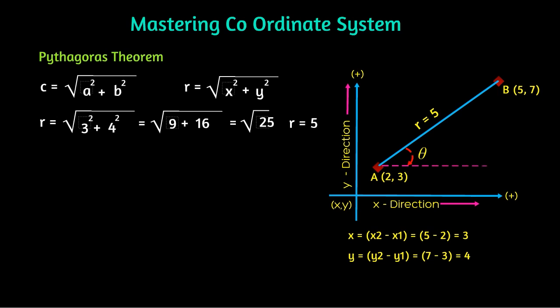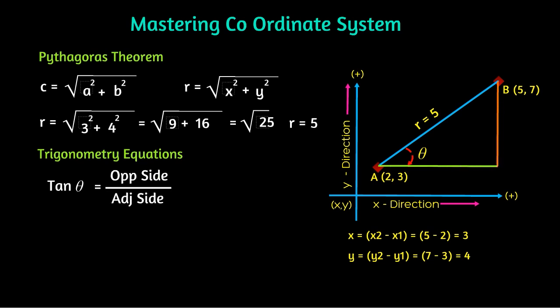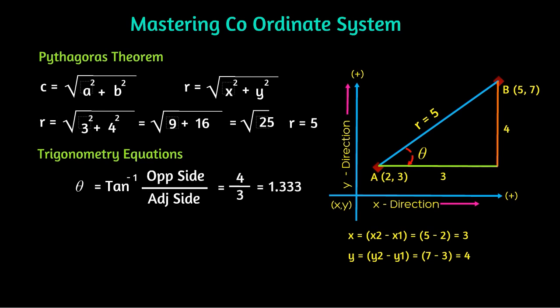Now let us find the angle between these two coordinates by using trigonometry equations. Tan theta equals opposite side by adjacent side. So theta equals tan inverse of opposite side by adjacent side. Now, in our case, the opposite side is the y value, that is 4, and the adjacent side is the x value, that is 3. So 4 by 3 equals 1.333. Now theta equals tan inverse of 1.333. Finally, theta equals 53 degrees 7 minutes 23 seconds.